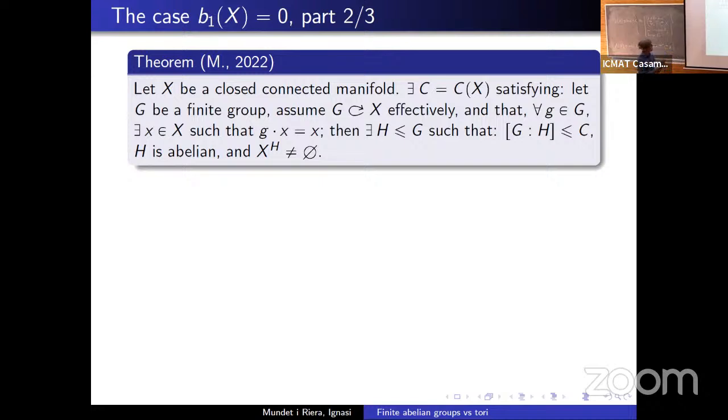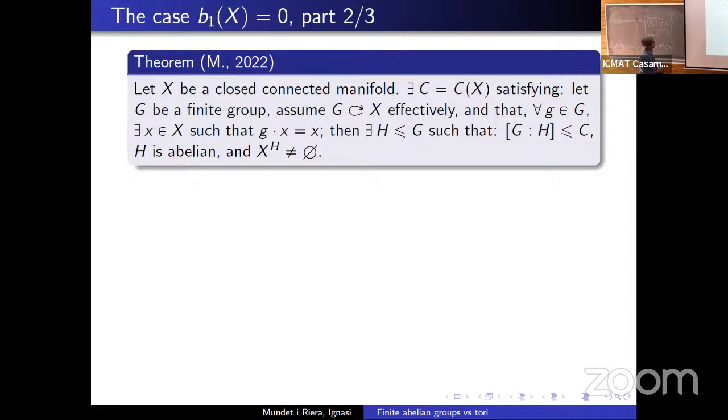But there is a point that is fixed by most of the elements. So there is this constant C, which depends only on X, such that for any effective finite group action on X with the property that any element has a fixed point, there is some subgroup of the group G which has index at most C, which is abelian. The theorem is stated for arbitrary finite groups, although we are going to use only the abelian part. And there is some point fixed by the entire subgroup H.